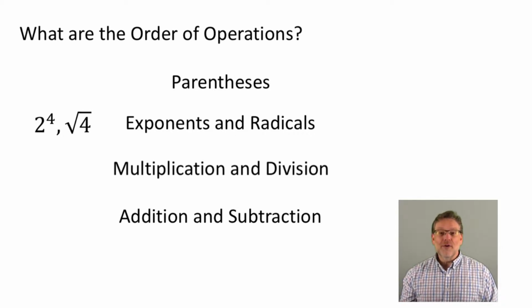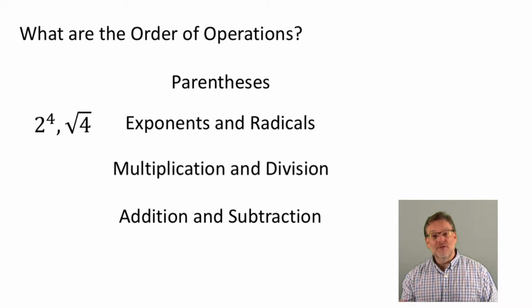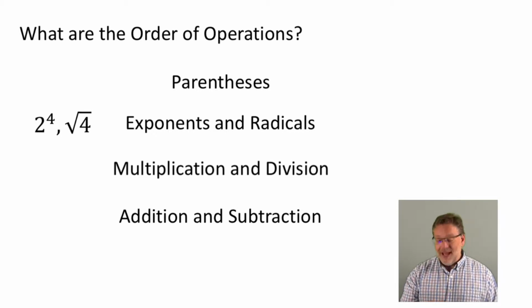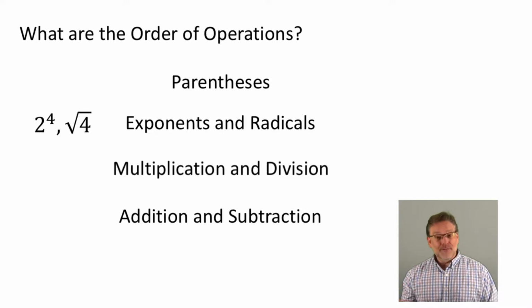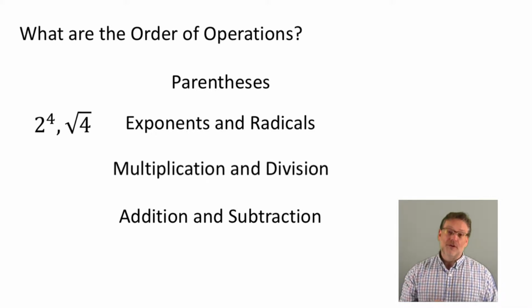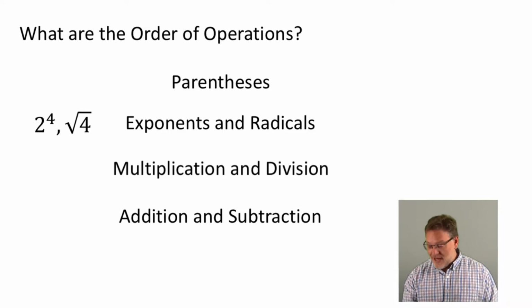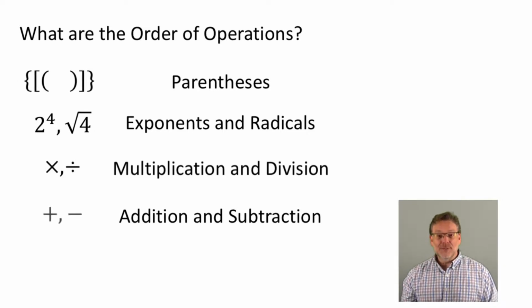The square root of 4 is whatever number multiplied by itself equals 4. 2 times 2 equals 4, so the square root of 4 is 2. The point here is that exponents and radicals are done after parentheses, but before multiplication and division. So there's actually 4 tiers that we work with here. Parentheses, exponents and radicals, multiplication and division, addition and subtraction. And within each one of those 4 tiers, all that you see there has equal priority.